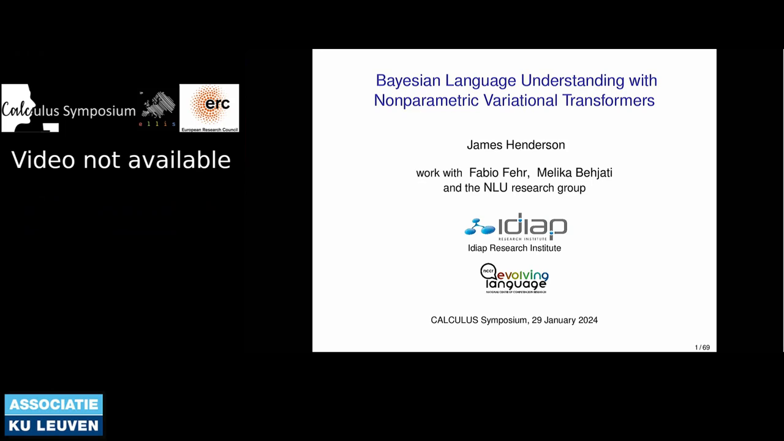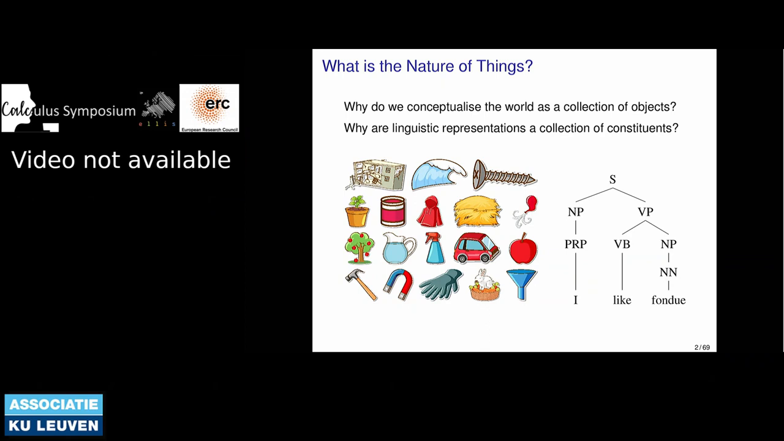Right, so in this talk, we're going to talk about a Bayesian approach to language understanding with something we call nonparametric variational transformers. So this work is part of a bigger picture of what we're trying to do. And that has to do with the nature of things.